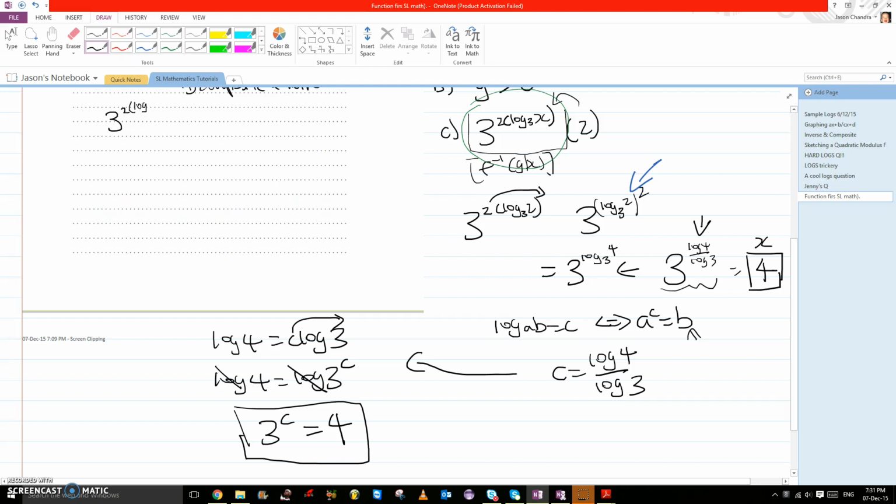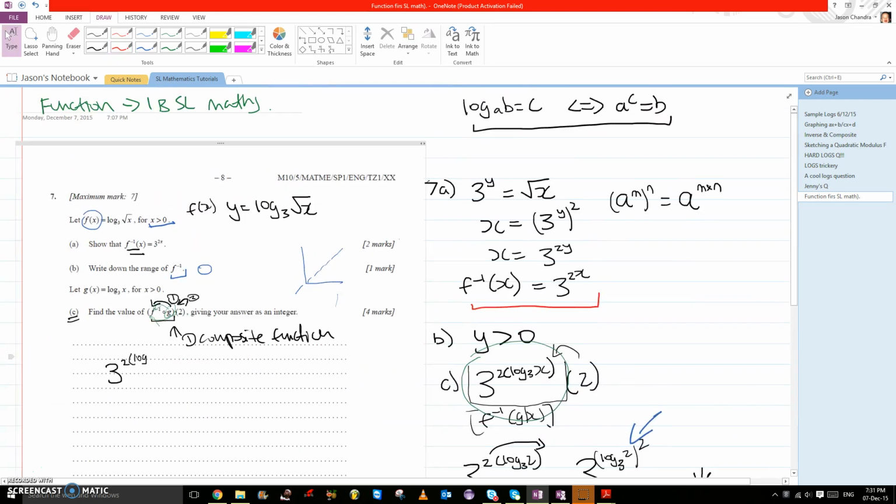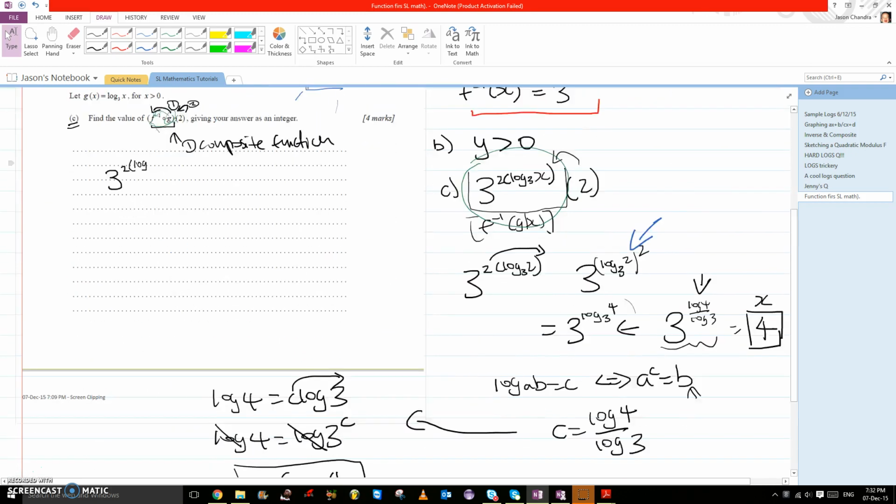If it's log 4 divided by log 3, we can infer that 3 to the power of log 4 over log 3 equals 4. Therefore, 4 is the actual answer. You don't have to actually do this process, but this is just a further explanation. Therefore, giving your answer as an integer, it's 4.